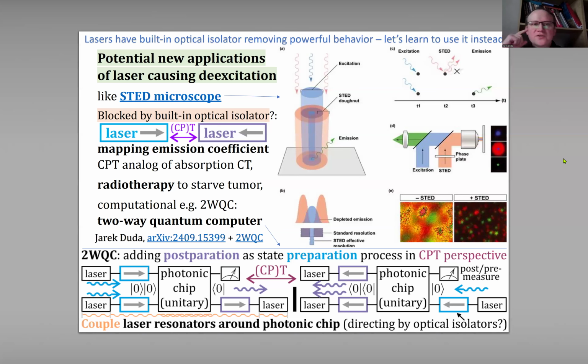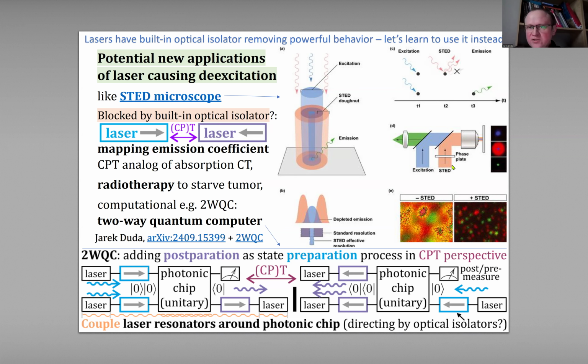Hello. I would like to talk about potential new applications of lasers. While we think about lasers as causing the excitation of a target, it turns out that they can also cause de-excitation. For example, in the well-known STED microscope, two lasers are used.